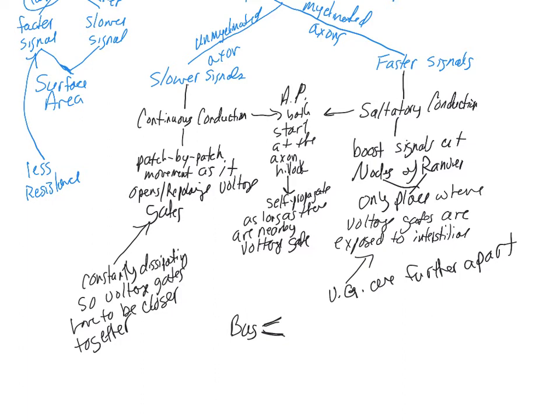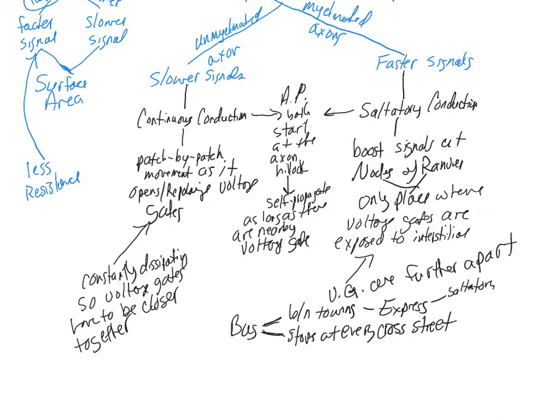You've got the one that is going to go between towns, and it's not going to make any stops. This is the express. It doesn't make a lot of stops, so it can go faster. It can get you from one side of Albuquerque to the next. But one that stops at every cross street, every time you stop, you slow down, you lose time, and so it's going to take a lot longer to get from one side of Albuquerque to the next. So this is like saltatory, and this is like continuous conduction.